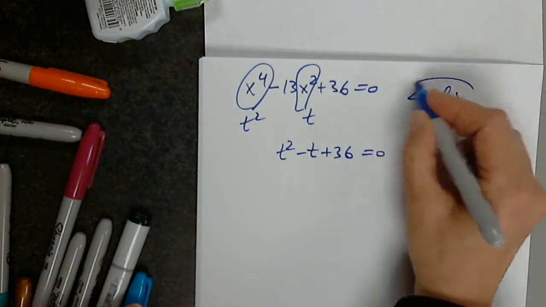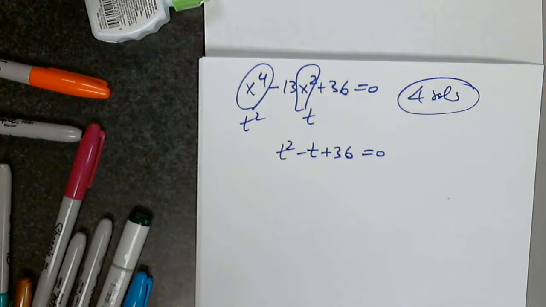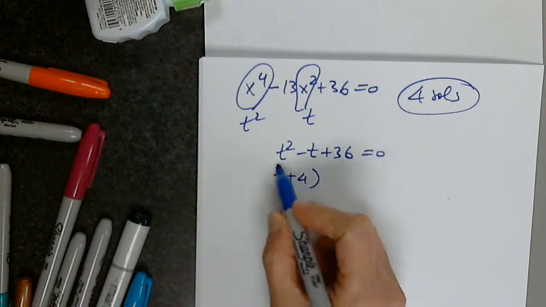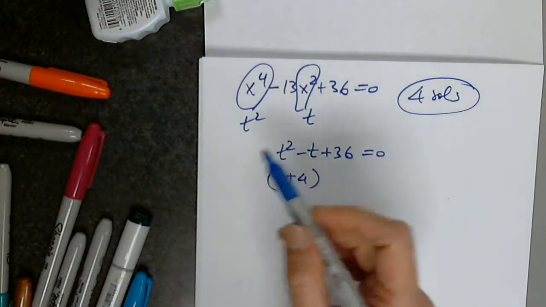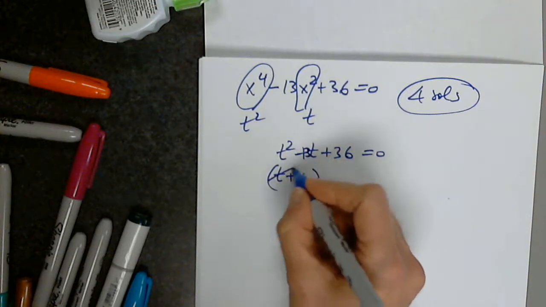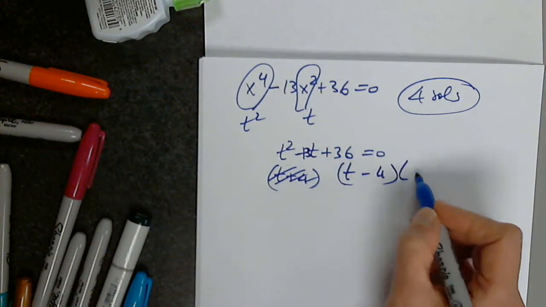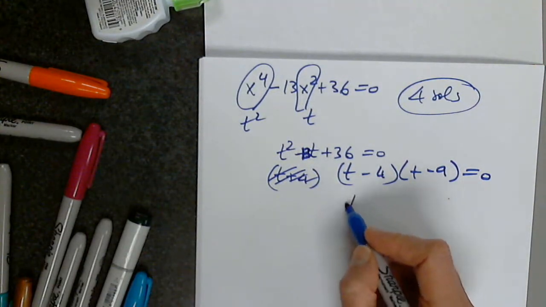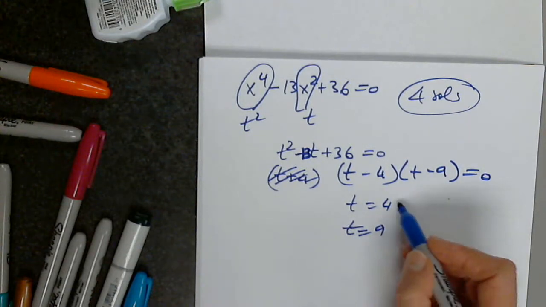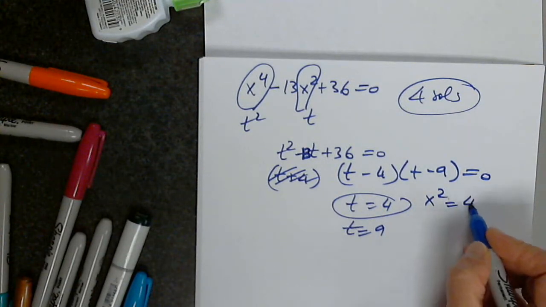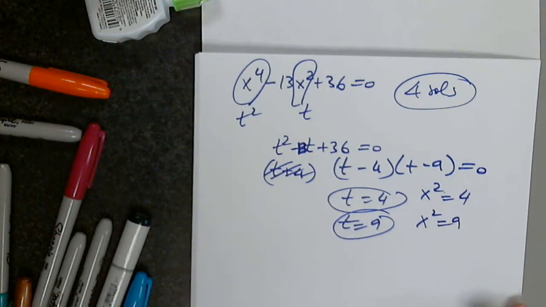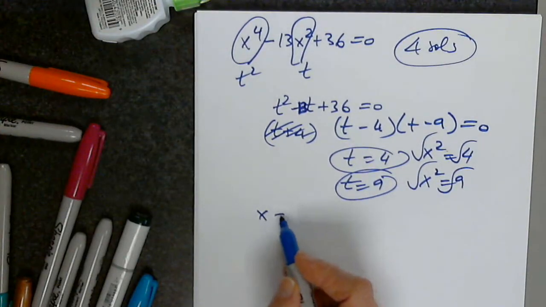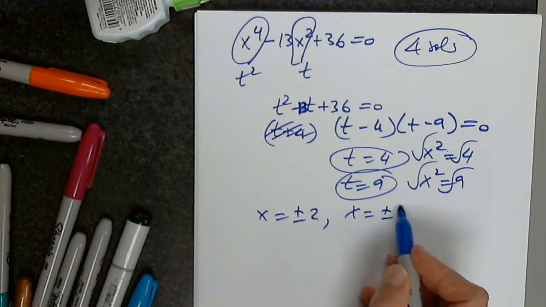Remember, 4 solutions. We are expecting 4 solutions because the degree is 4. So this is t minus 4 and t minus 9. It's 13 here, 13t. So t must equal 4 or 9. But this equation is really x squared equals 4, and this one is really x squared equals 9. Remember, when we take square roots, we have to write plus or minus. So x equals plus or minus 2, and x equals plus or minus 3.